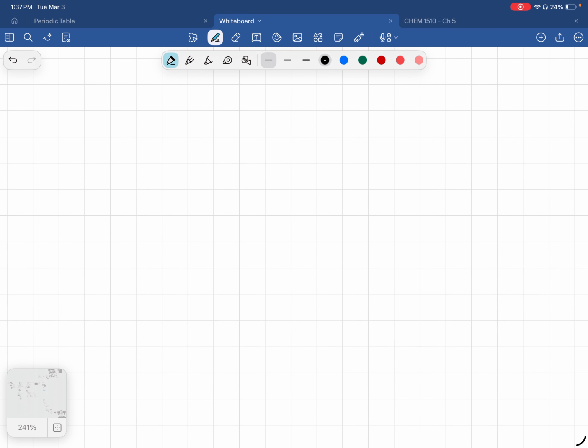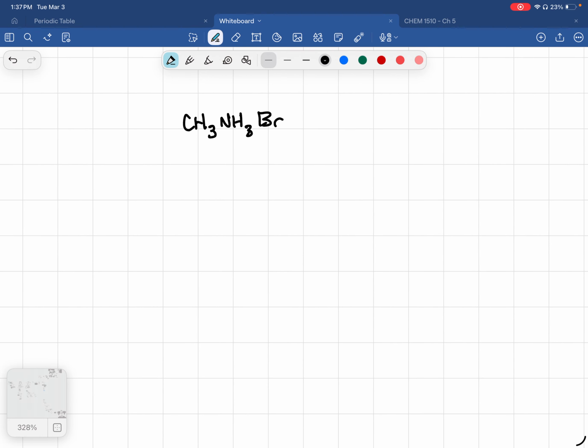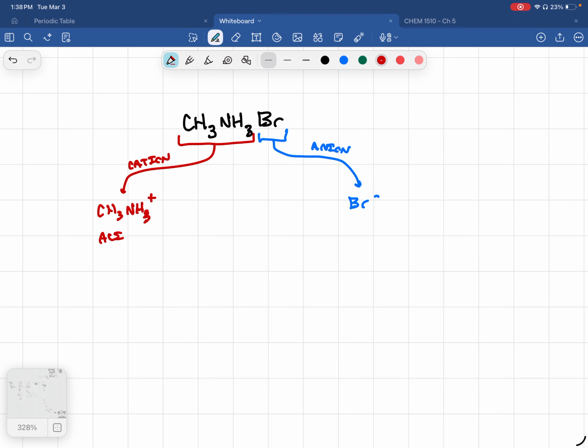Okay, let's look at one more example. CH3NH3Br. Okay, methyl ammonium bromide. You don't need to worry about that though. So here is our cation, and here is our anion. So our anion is Br minus. Our cation is CH3NH3 plus. Sorry, NH3. That should be a 3 as well. So again, acidic, basic.